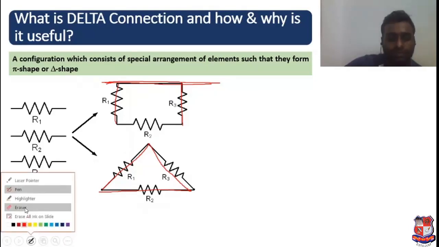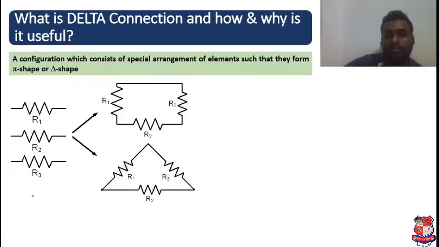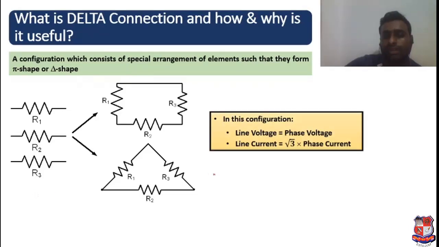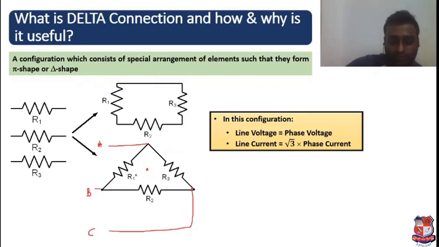Okay, and what is the important feature? It is that line voltage is equal to phase voltage. So if you see now, if I connect three phases A, B and C, so this is my C phase, this is my B phase and this is my A phase. If you measure voltage between A and B, it is the same as B and C, and it will be the same as C and A. And as there is no neutral present, you can say that line voltage is the same as phase voltage.